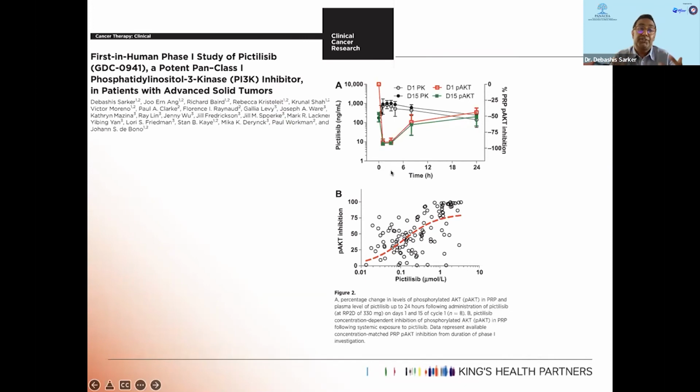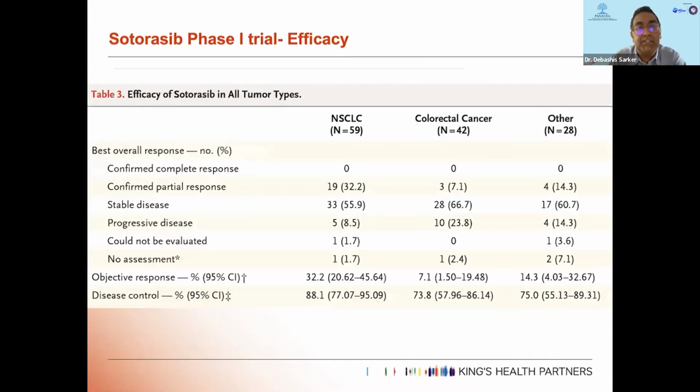So I think for the sotorasib data, we don't really have this kind of detailed PK-PD interaction. But what they will say is that the efficacy data speaks for itself. This is the efficacy of sotorasib in all of the tumor types listed. For non-small cell lung cancer, it's a nearly 20% response rate, but different in colorectal cancer and other tumors, where the response rate was only single figures. Stable disease was seen in just over half of patients in both the non-small cell lung cancer and colorectal cohorts.